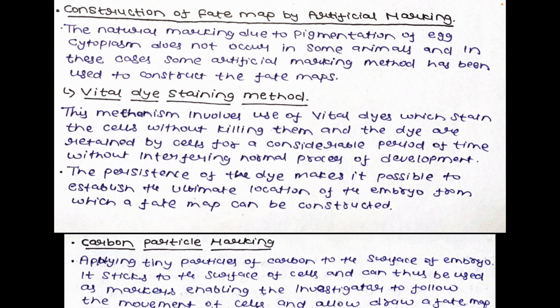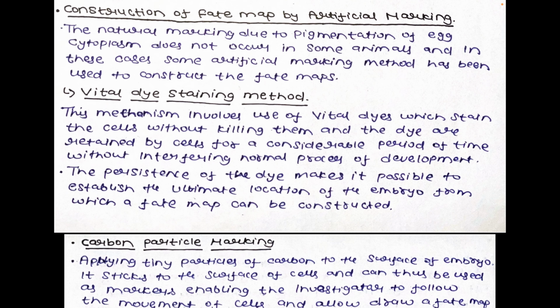The mechanism is this: the method involves the use of vital dye, which stains the cells without killing them. That word vital is the whole point. It means living. A vital dye is one that colors a living cell without killing it, unlike ordinary histological stains, which only work on dead and fixed tissues.